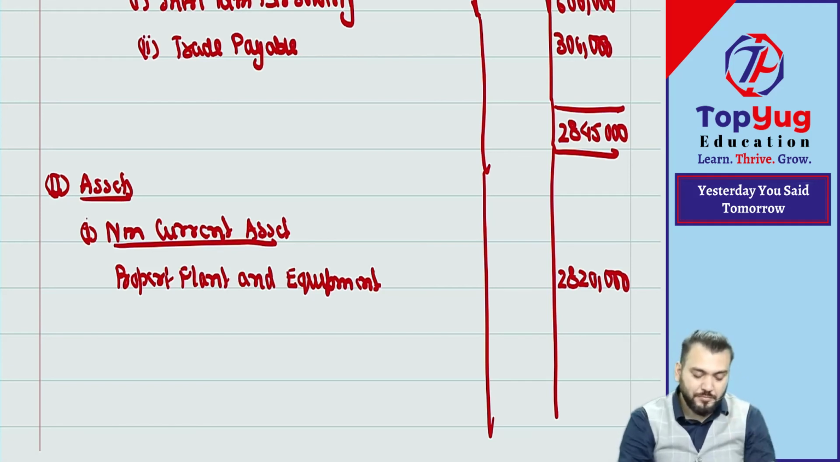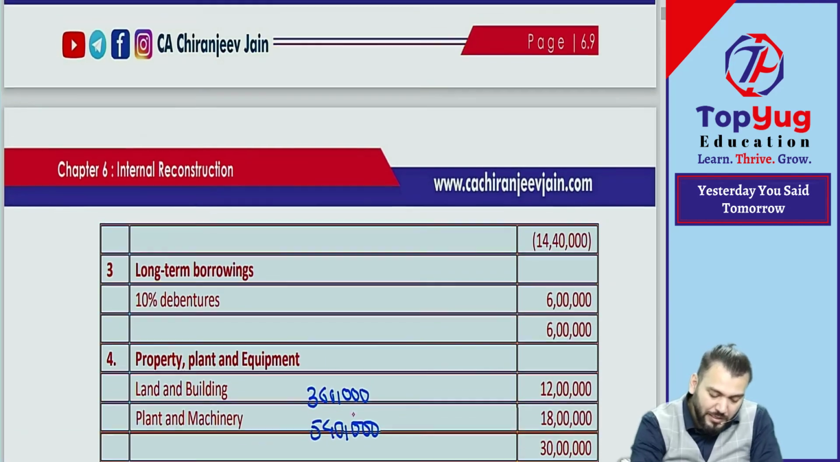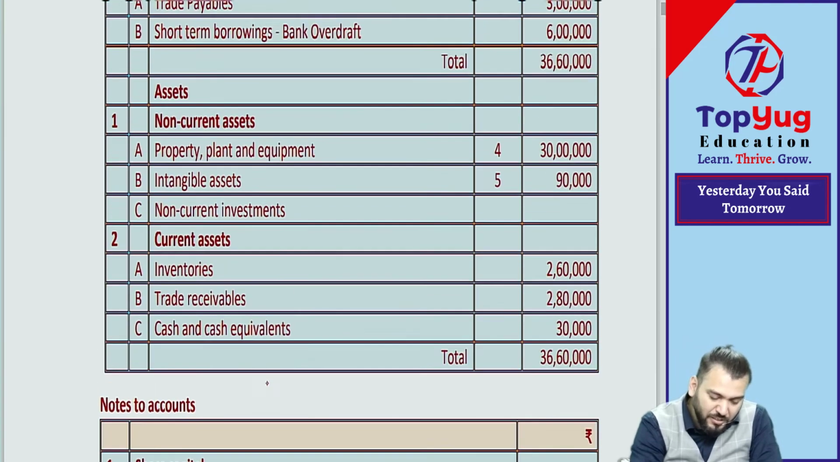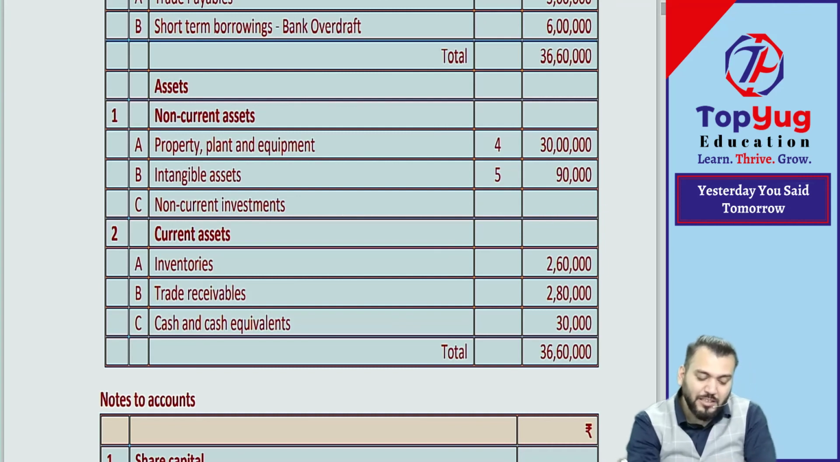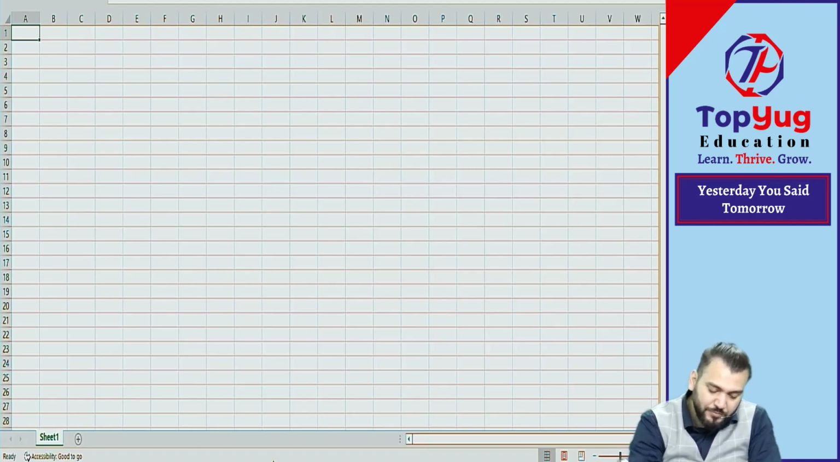Correct. Then now there is no intangible asset because goodwill is written off. And they have also given, I think, non-current investment, but non-current investment is 0. So non-current investment is also not there. Done. So this much only.